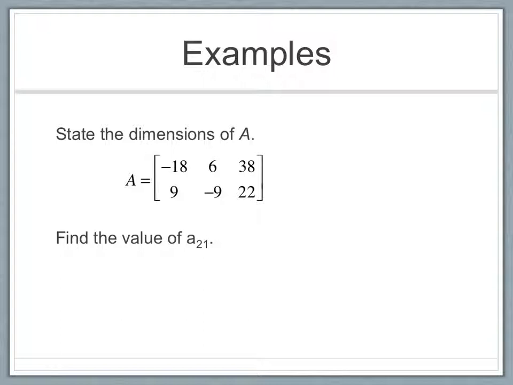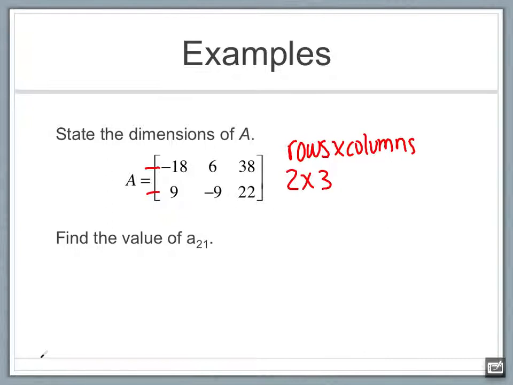Okay, I hope you've actually tried this one. State the dimensions of A. It's always rows multiplied by columns. So here, 2 rows, 3 columns. So A is 2 by 3. Find the value of A of 2, 1. This means row 2, column 1. So in this case, row 2, column 1 is 9. So A of 2, 1 is 9.